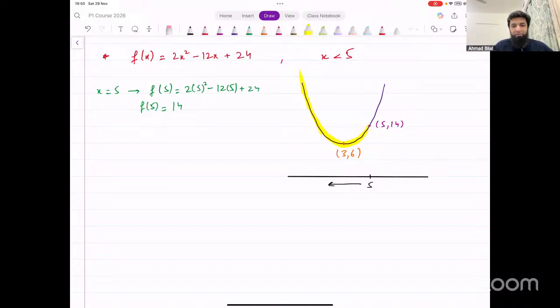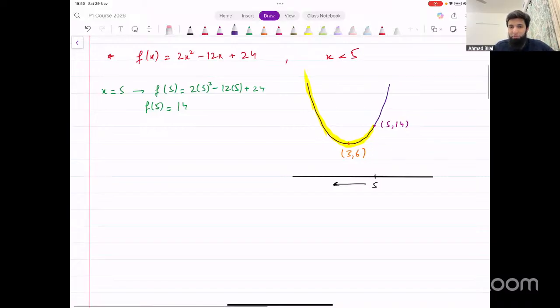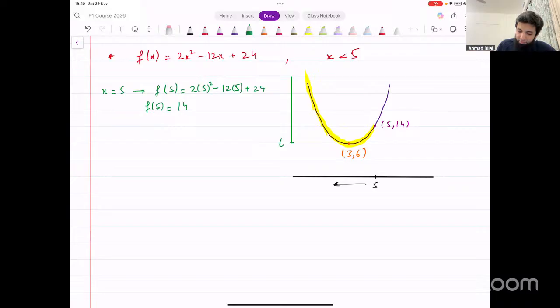Now, in this yellow part, what's the lowest point on the graph? The lowest point on the graph is 6. The y value is 6, right? At the lowest point. What's the highest point on the graph? There's no highest point because this part can go up to positive infinity. There's no maximum limit for this.